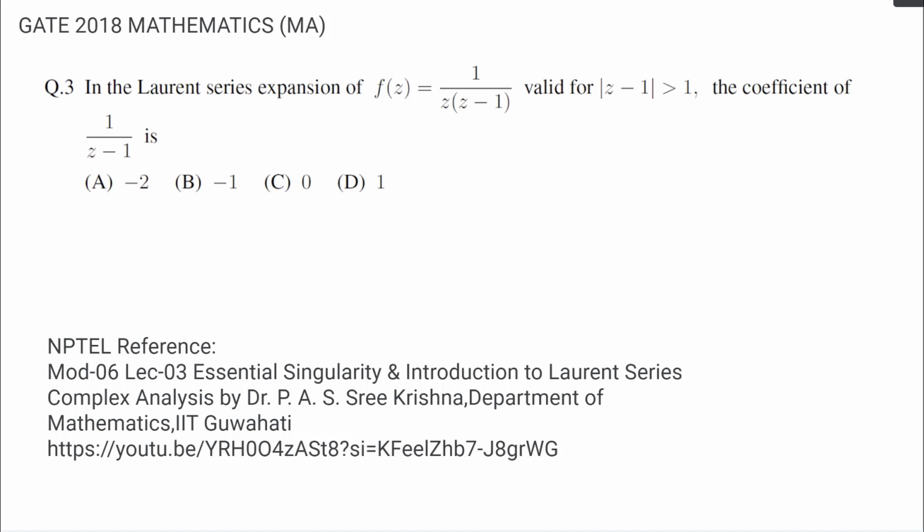the coefficient of 1 divided by z minus 1 is? So it is asked the coefficient of 1 divided by z minus 1 in the Laurent series expansion of the function 1 divided by z times z minus 1, which is valid for modulus of z minus 1 greater than 1. The four options given are: option A equal to minus 2, option B equal to minus 1, option C equal to 0, option D equal to 1.